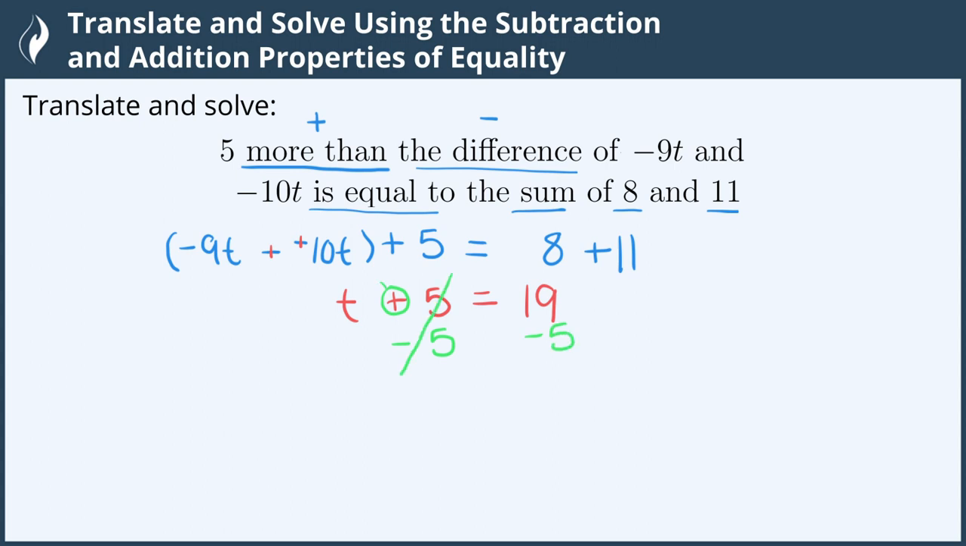Positive 5 minus 5 is 0. T plus 0 is t, or you can just say that it cancels. And the only thing we have left on that side is t. So we've isolated the variable, and that's our goal. We wanted to do that. 19 minus 5 is 14. And there we go. We have translated and solved this equation, and we're all done.